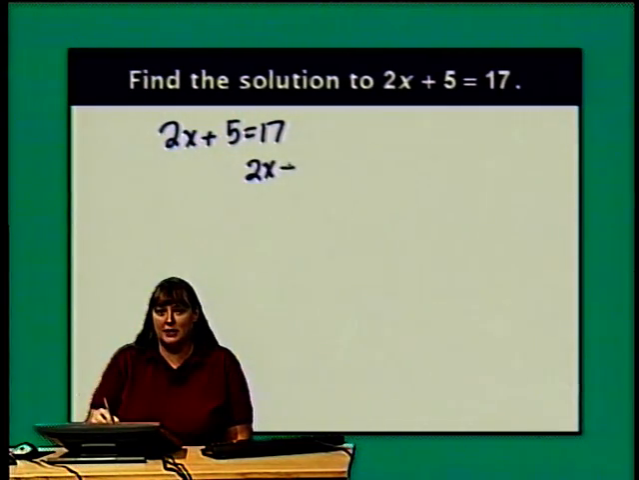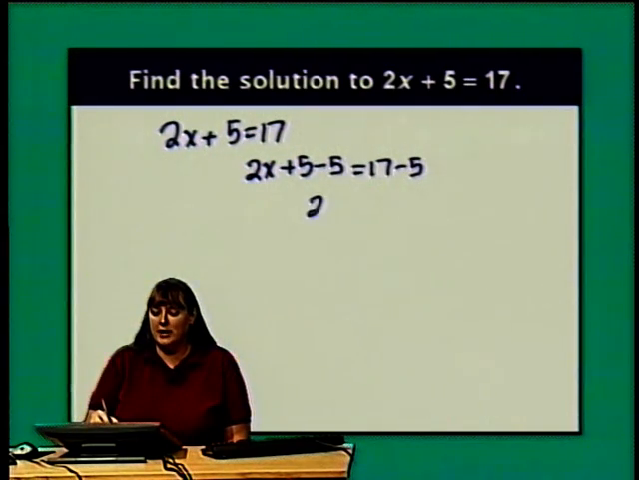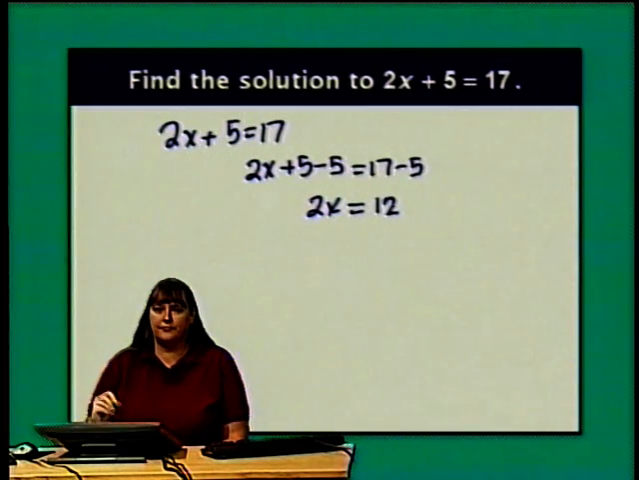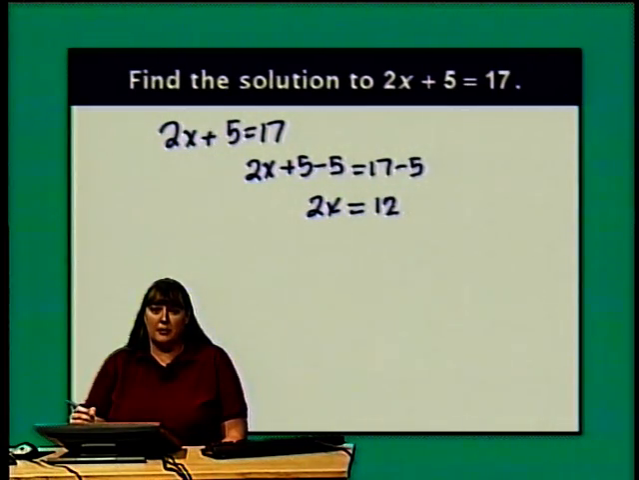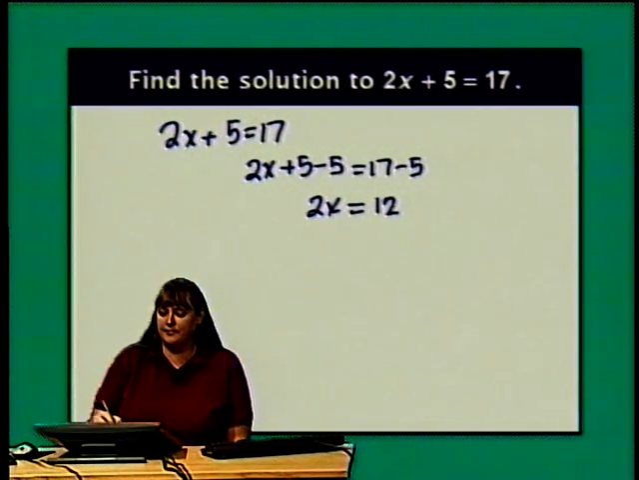So 2x plus 5 minus 5 will equal 17 minus 5. That leaves me with 2x on the left-hand side of the equation and 12 on the right-hand side of the equation. So I used the addition property of equality to add negative 5, which is the same as subtracting 5 from both sides of the equation. Now I'm going to use the multiplication property of equality to isolate x. I need to get rid of that 2 that's being multiplied by x. I can do that by multiplying both sides of the equation by the reciprocal of 2, which is 1/2.